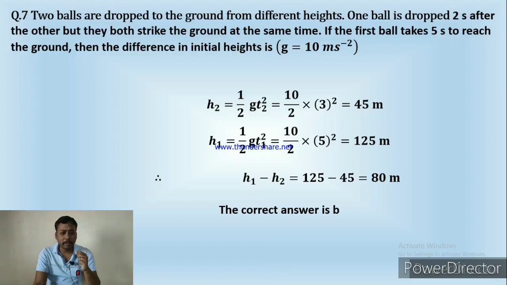Remember one shortcut, or one important point: when the ball is dropped from a height, we use this formula here. The correct answer is B here.